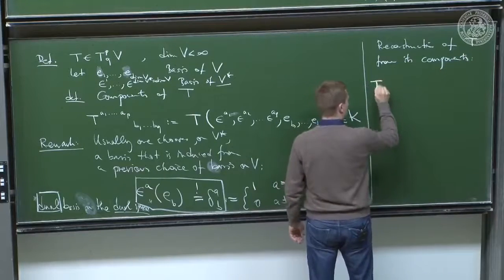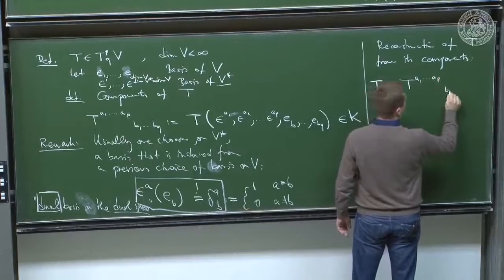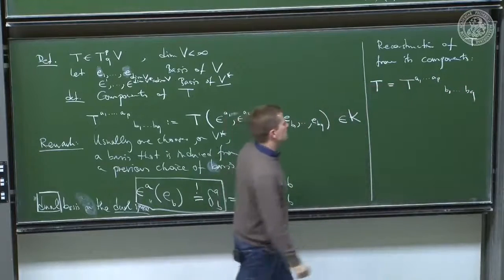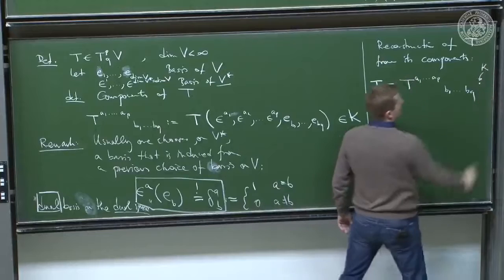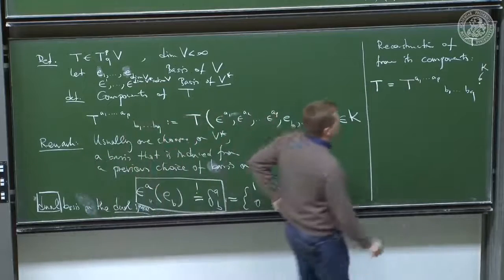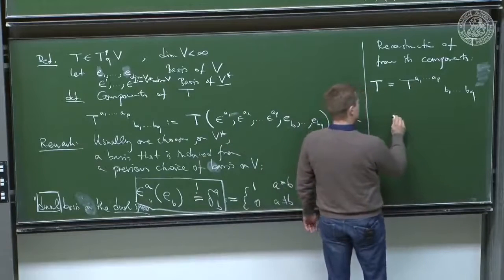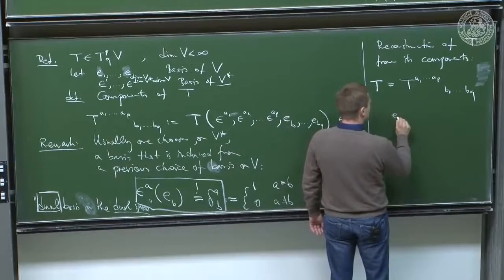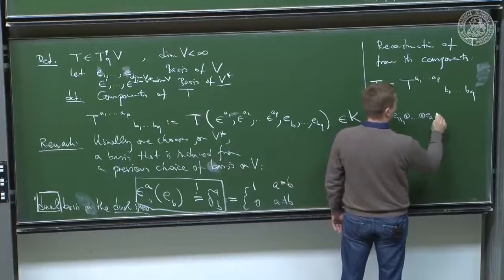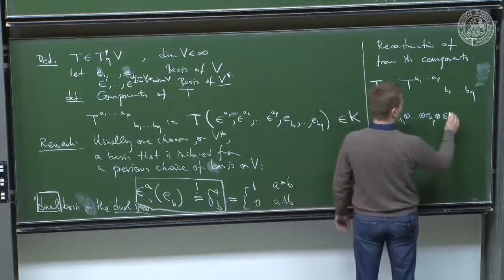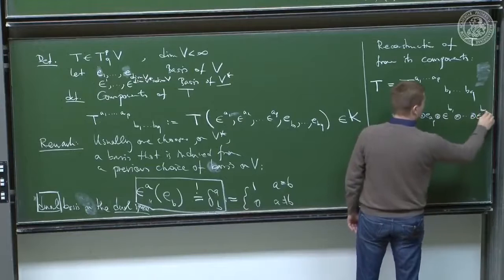And it works as follows. You take the big guy T, and you take its components, TA1 to AP, B1 to BQ. Those are numbers, right? So, you know, the blackboard went on. I would put now a multiplication here. The multiplication is, no, that's wrong. Hang on a second. I'll tell you in a second what the multiplication is. It's actually the multiplication in the tensor space. Anyway, and then I write down EA1 tensor, tensor EAP, tensor epsilon B1, tensor, tensor epsilon BQ.